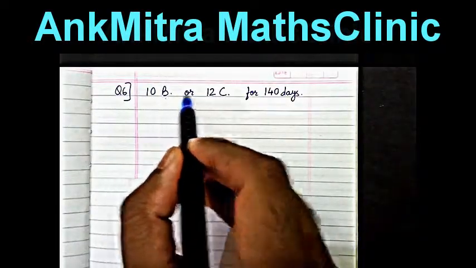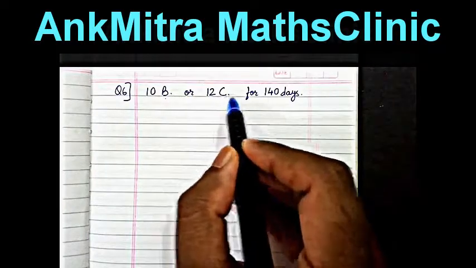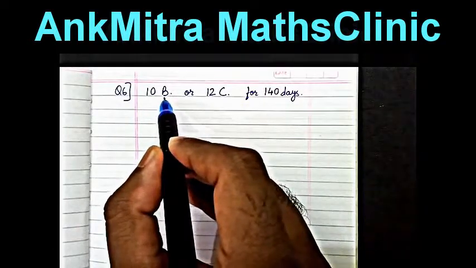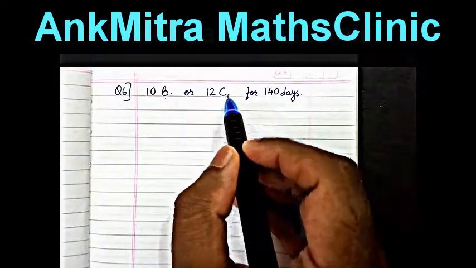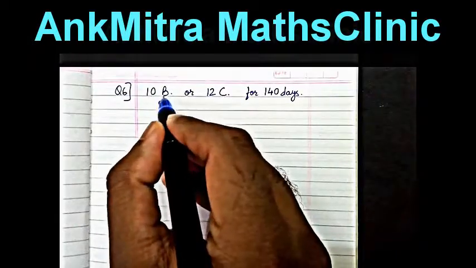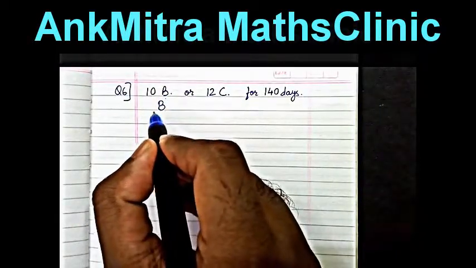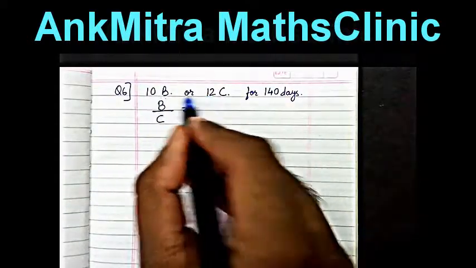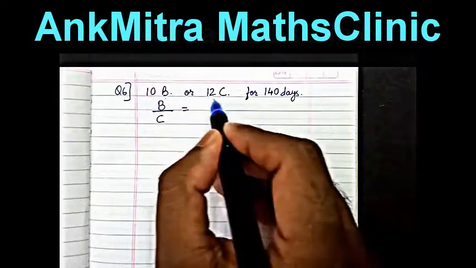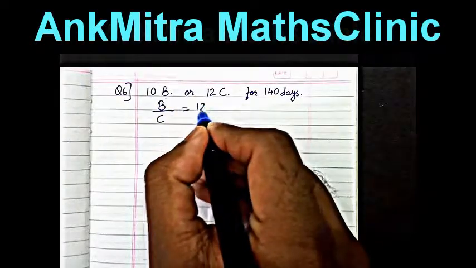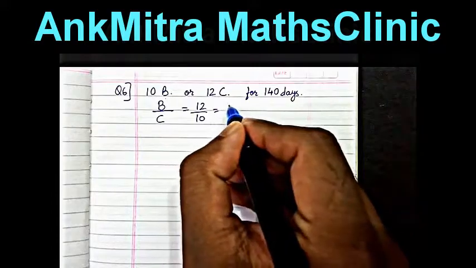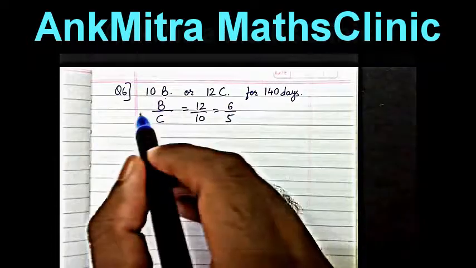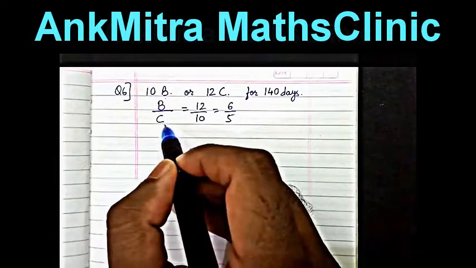Since 10 buffaloes or 12 cows can feed on the same quantity of grass, it's obvious that one buffalo eats more grass than one cow. The amount of grass that a buffalo consumes compared to a cow will be the reverse of these two numbers. The reverse is 12 upon 10, so it comes to 6 upon 5. This is the ratio of the grass that each buffalo consumes compared to each cow.